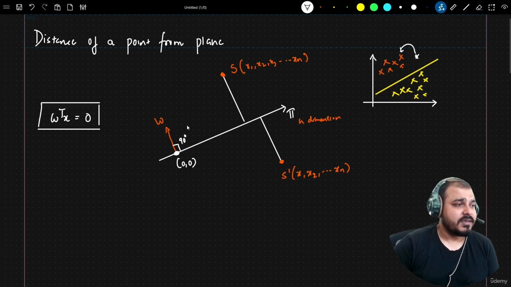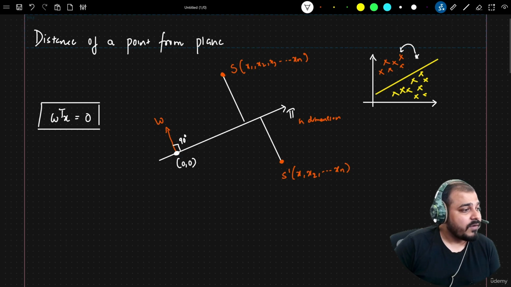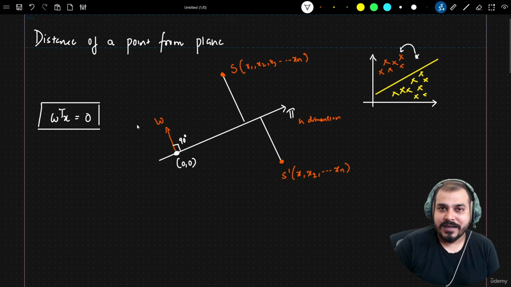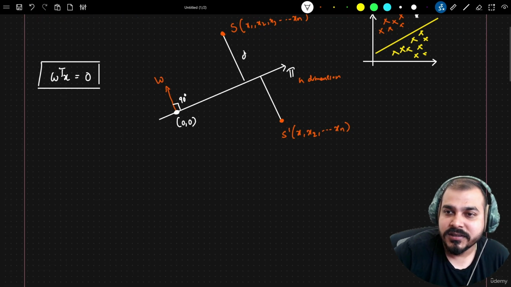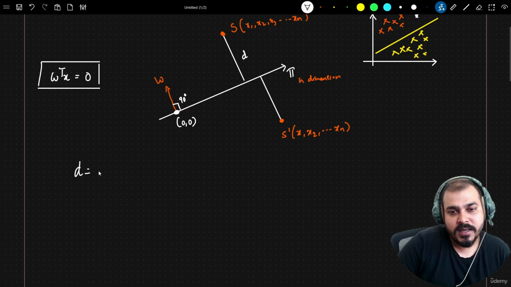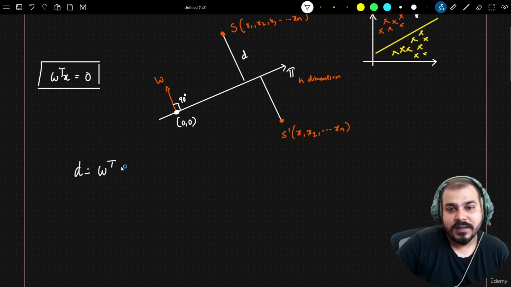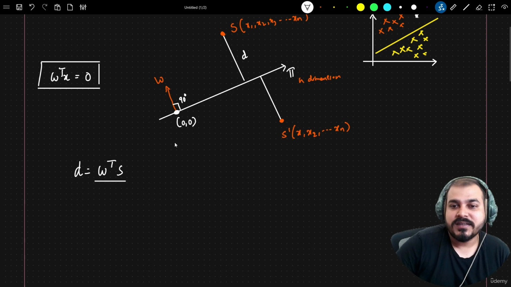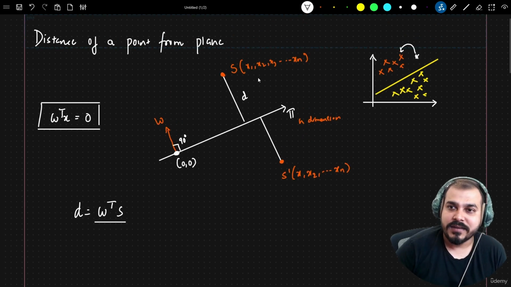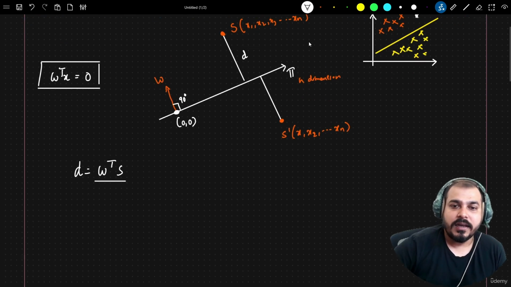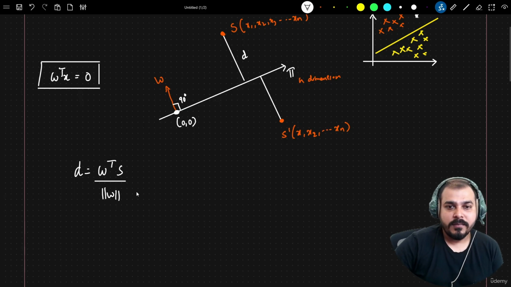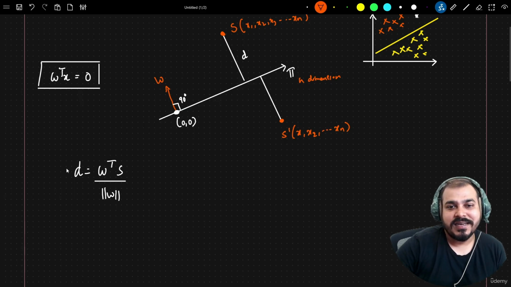Now, usually in this scenario, if I really want to find the distance, again, I'm not going to prove the formula that is used to calculate it, but in short, I'll write down the formula. This distance D is basically calculated by W transpose S, where S is my point, that is x1, x2, up till xn, divided by the magnitude of W. So this is the equation that is used.